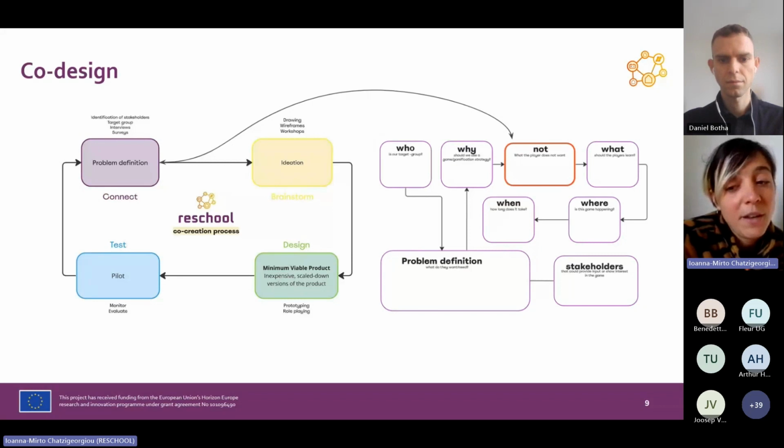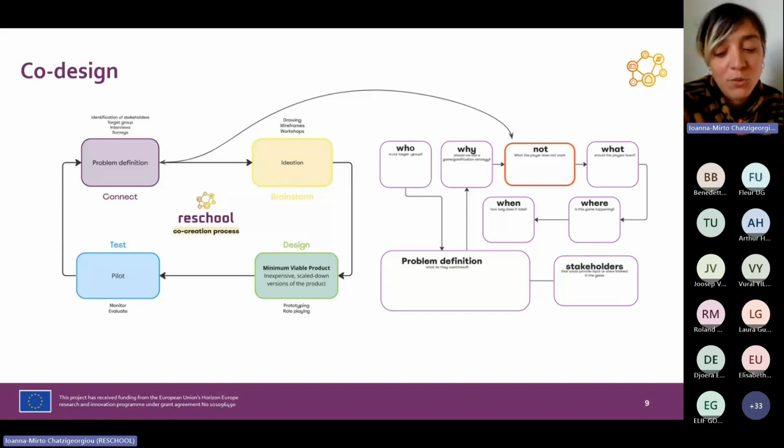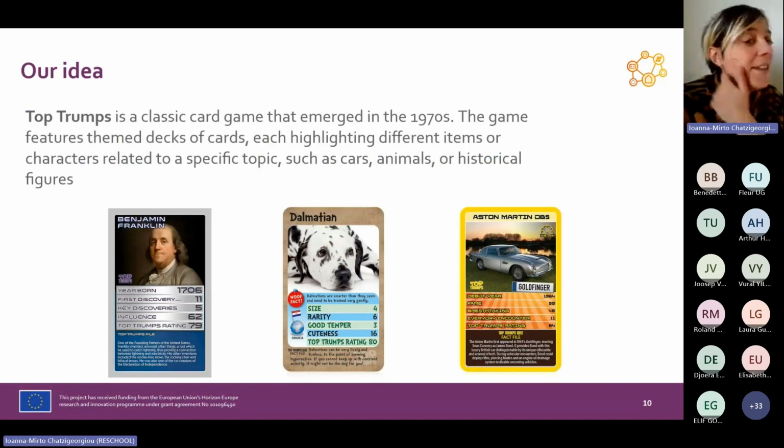This is all going to be available through our upcoming deliverable, which will be published soon, number D2.2. So we will be happy to share it also with you. And our first idea, because we're also developing other tools in Reschool, was to create a top trumps card deck. I don't know if you're familiar with this type of deck.